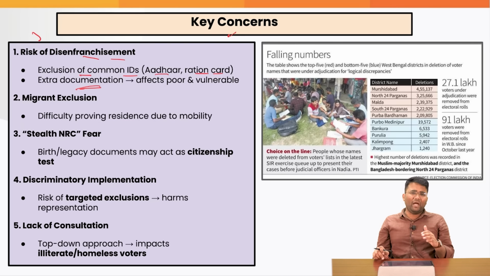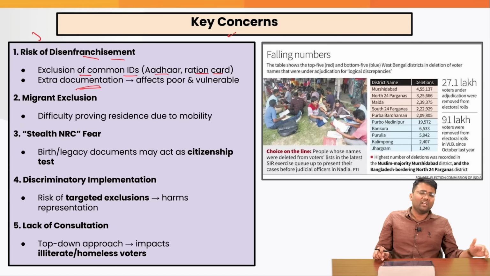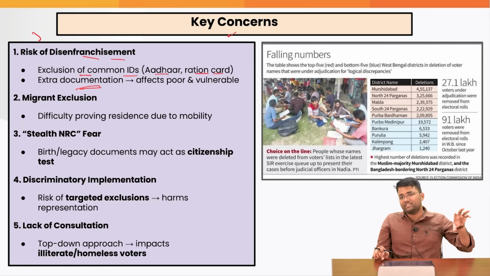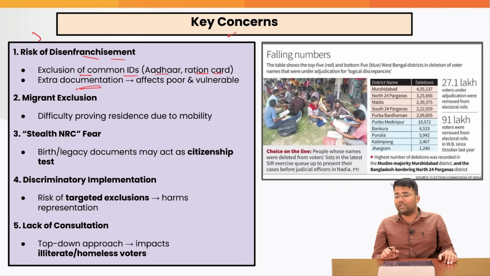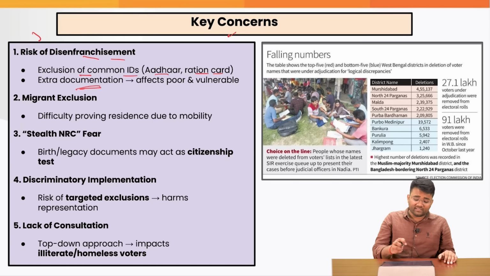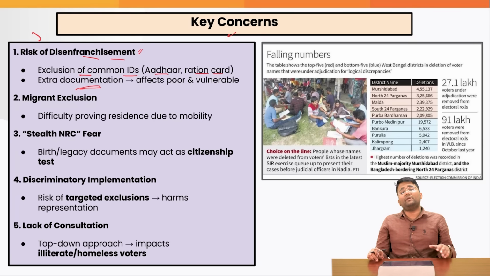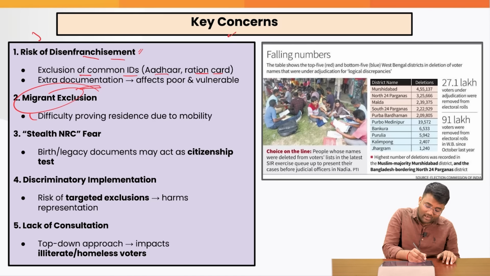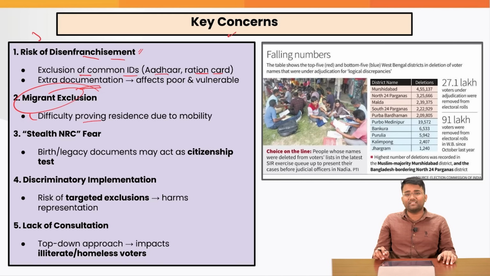So people generally migrate for some months to other regions, and in that time of stress, they find it very difficult to keep their documents with them. So poor documentation mainly affects the poor and vulnerable, where there is a risk of disenfranchisement, and these people might be excluded from the official voter list. Then, migrant exclusion. For example, they have difficulty providing proof of residence due to mobility, especially at the place where they are residing. So these migrants might be excluded from the official voter list.